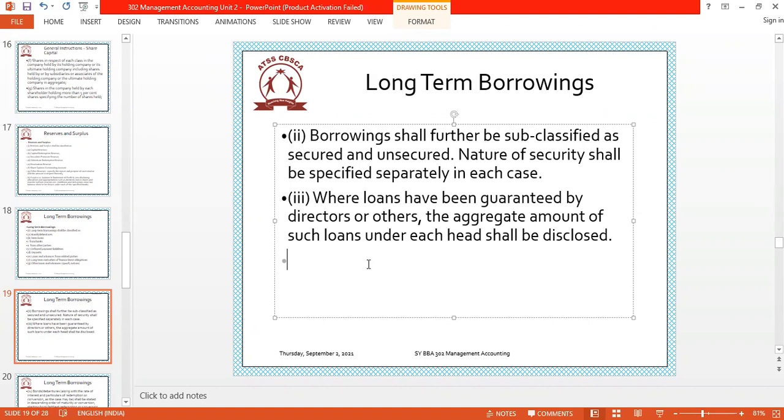So what we are learning is how to prepare the balance sheet, what guidelines we have, and what long-term borrowings are. Long-term borrowings are borrowings taken for more than 1 year, maybe with security or without security, or where loans have been guaranteed by directors or others. So this is your long-term borrowings.